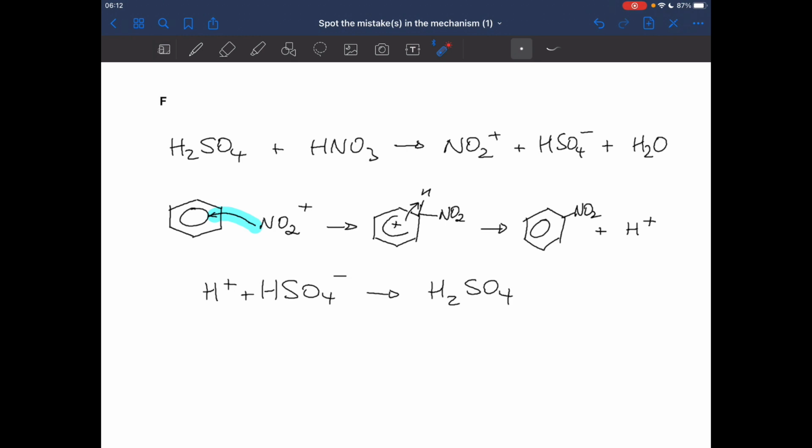And the other mistake is in the other curly arrow. It's going again in the wrong direction. It needs to come from ideally the middle of that bond back into the middle. Everything else is fine, it's just those 2 curly arrows, so 2 mistakes there.